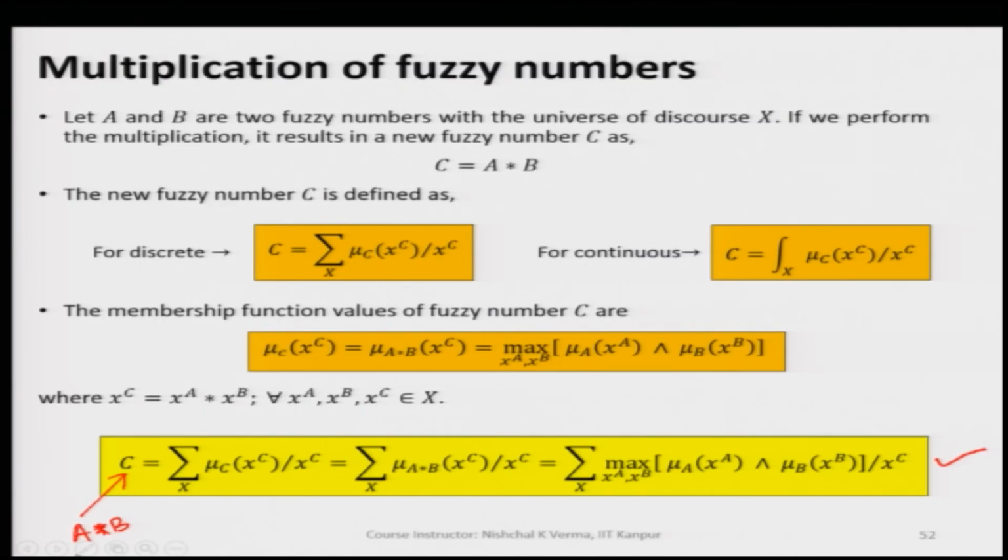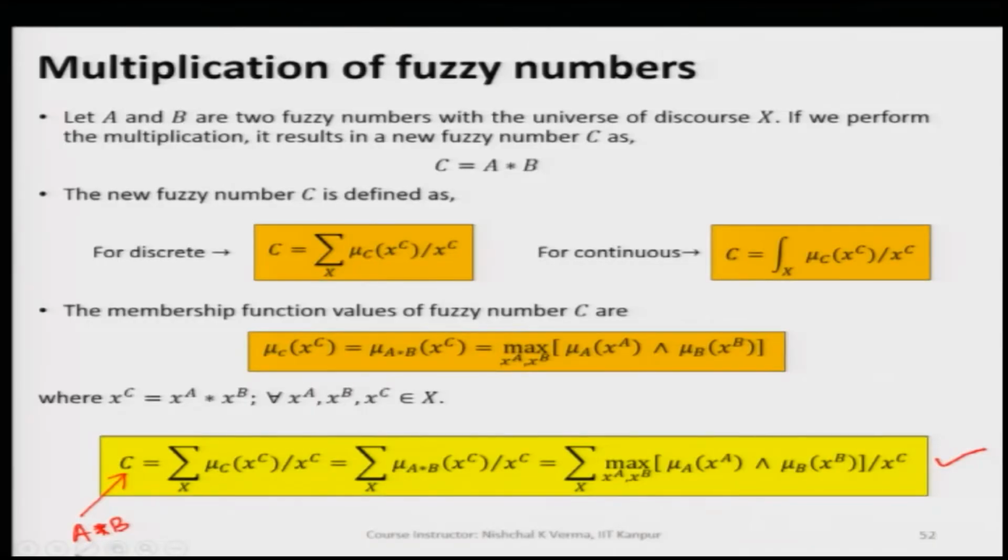This fuzzy set here may not be a fuzzy number, because it may not satisfy the criteria of normality as well as convexity. So, we will see ahead what happens when we multiply two fuzzy numbers. Let us quickly go ahead and see how we multiply two fuzzy numbers.